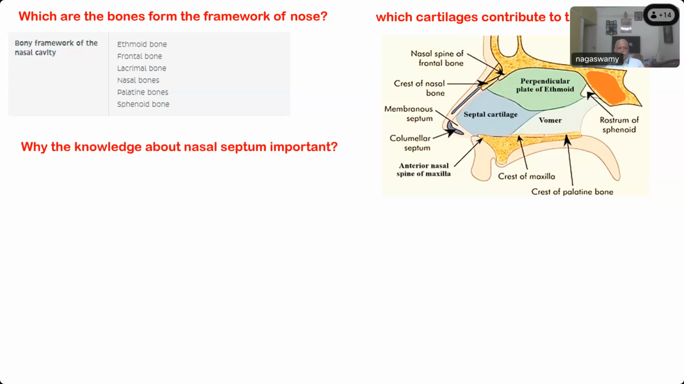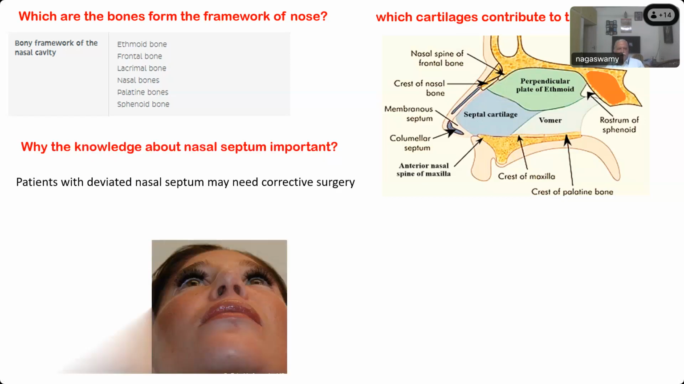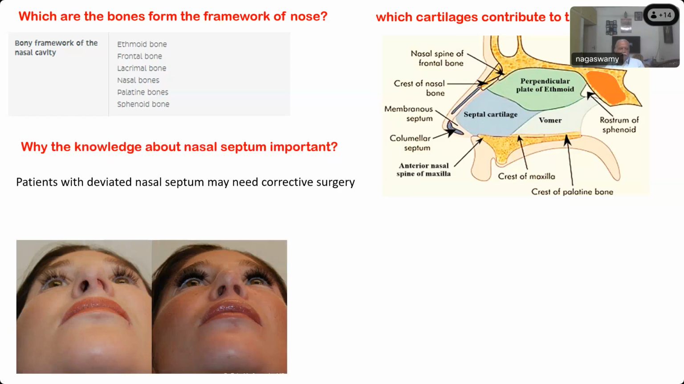So why is this knowledge about the nasal septum important? Because sometimes there may be a deviated septum which may need corrective surgery. This is how an anterior deviation looks. You can see this lady having a normal nostril opening and a narrow nostril opening on this side. This is post-surgical correction. Both the nostrils are almost equal in size. So this is how a deviated septum looks.